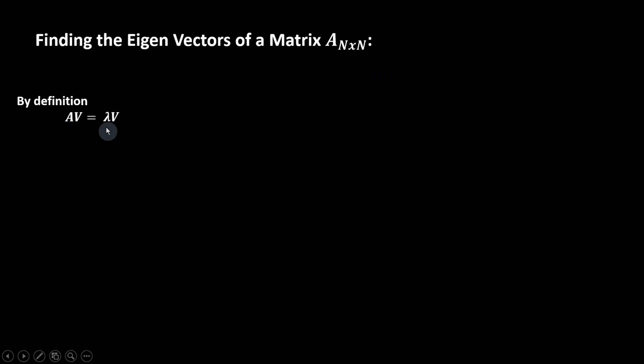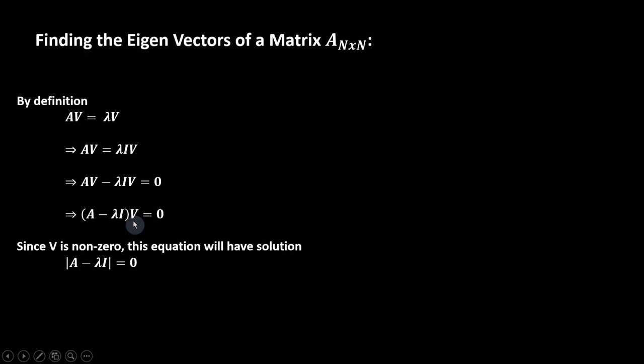So we have the definition AV is equal to lambda V. Then we know that if you multiply any matrix with the identity matrix, there won't be any change to that matrix. Then I am going to write V as IV, where I is the identity matrix. After rearranging this, we get AV minus lambda IV is equal to 0. By taking V as common, we get (A minus lambda I) into V is equal to 0. We already know that V is a non-zero vector. Then this equation will have a solution only if the determinant of (A minus lambda I) is equal to 0.